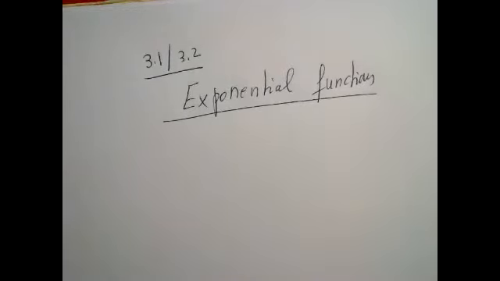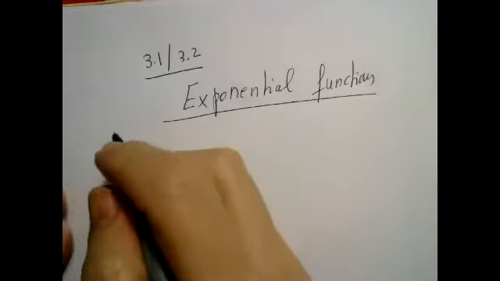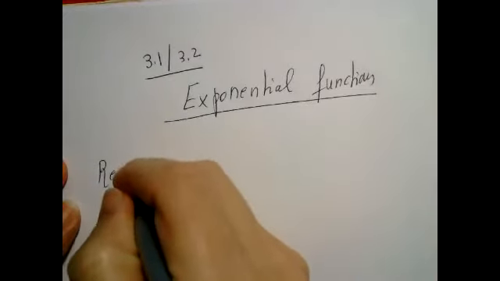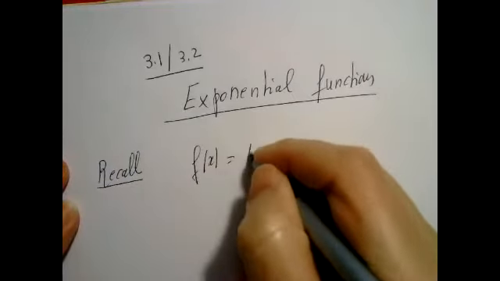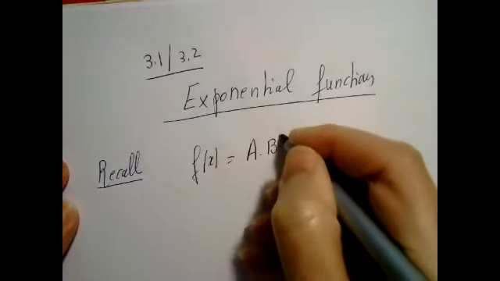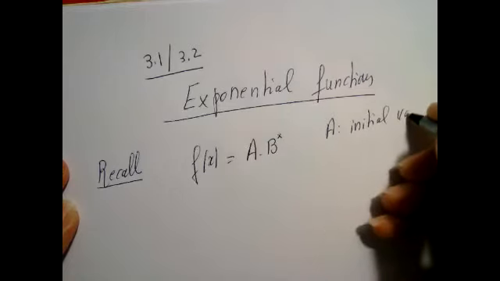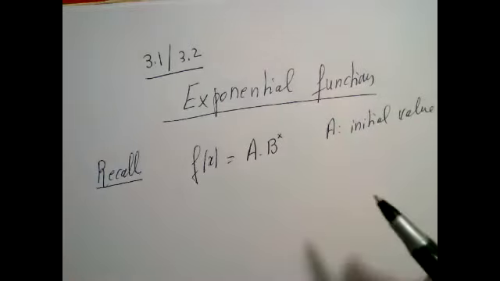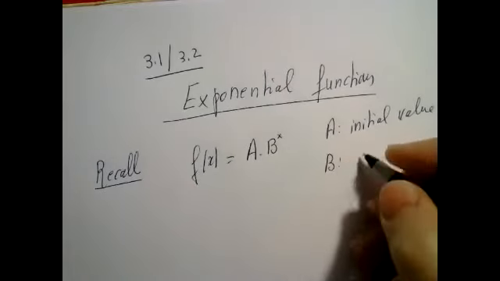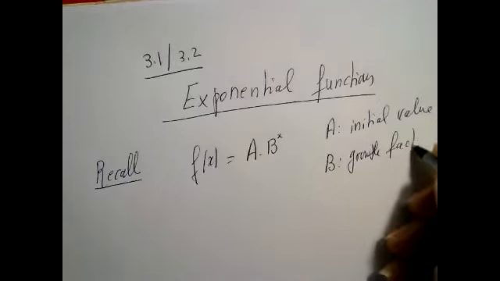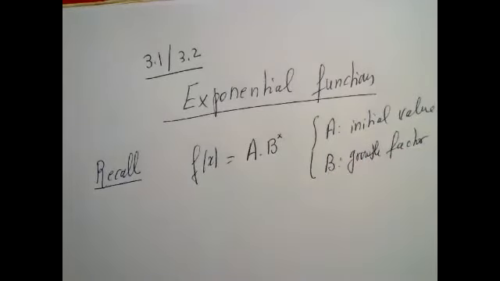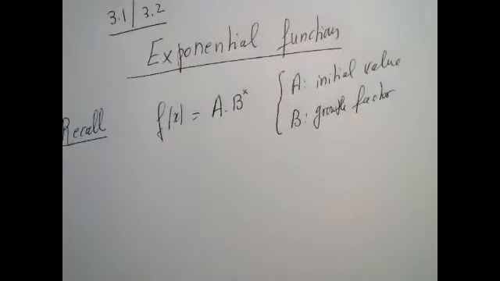All right. So exponential function. First, let us recall that the formula for exponential is f of x equal a times b to the x. A is the initial value, meaning the value at 0, and b is what we call the growth factor. And then we studied when they arise.